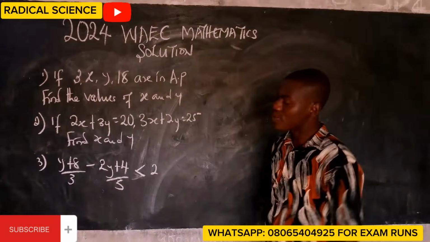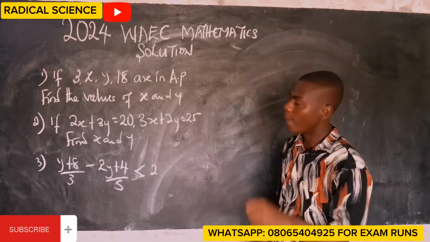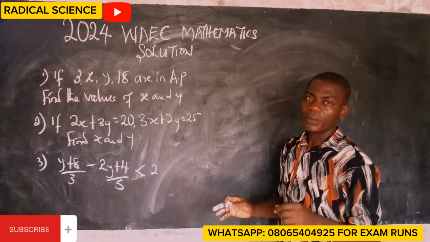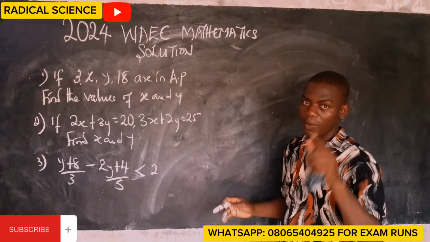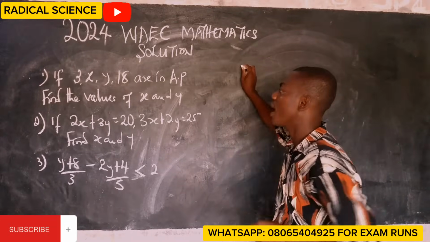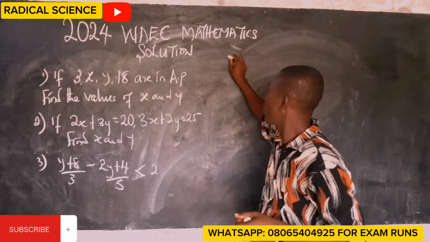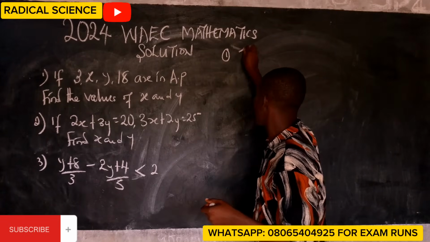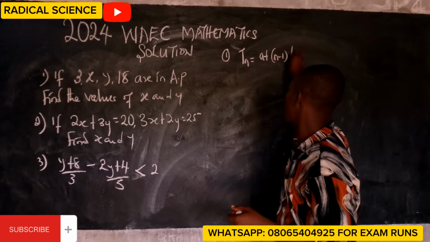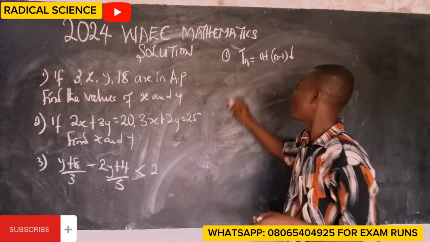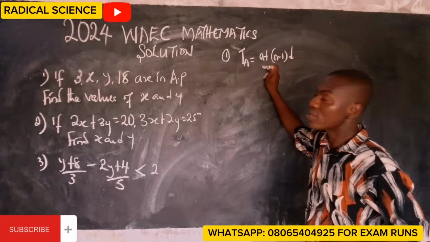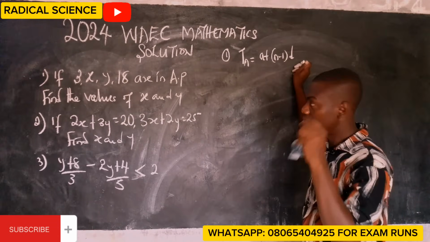I would like to solve them so that if you see them tomorrow, you will solve them accurately. I would like you to follow me. If you have questions, you drop your questions, and I will also attend to it. Number 1, I will solve the AP. AP has an nth-term formula, which is giving us, number 1, we have Tn equals a plus (n minus 1)d, where you've known that n is the nth term, a is the first term and d is the common difference.